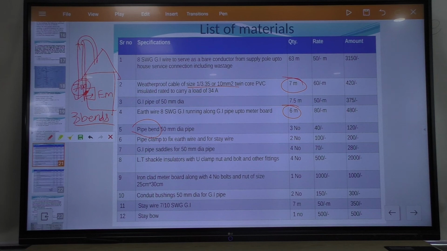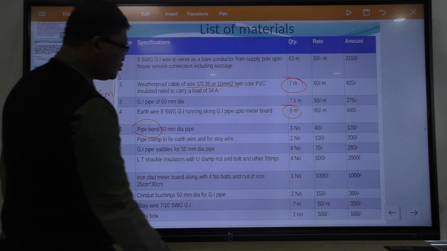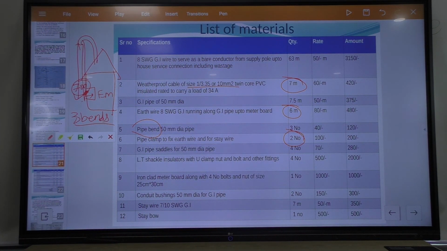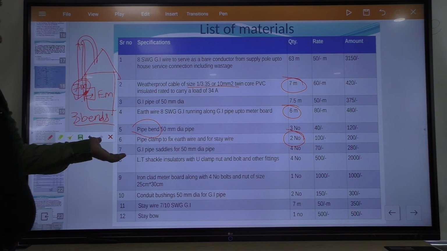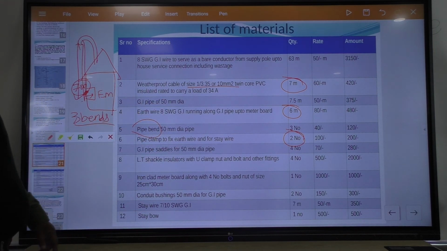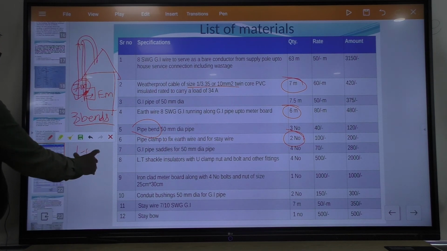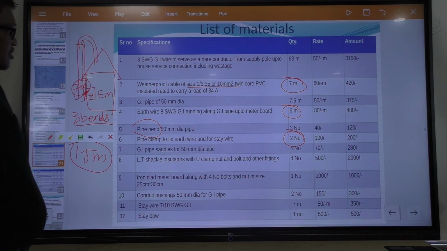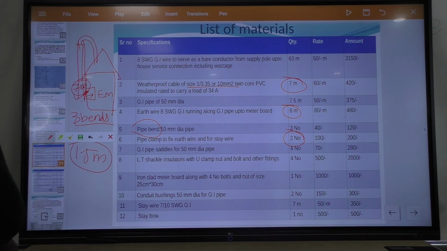Next, pipe clamp to fix the earthwire and stay wire, 2 numbers. To fix the earthwire, suppose 2 numbers of pipe clamp are required. GI pipe saddle, 4 numbers, for 6 or 7 meter, at about 1 to 1.5 meter interval. So the number of GI pipe saddles will be 4 numbers.